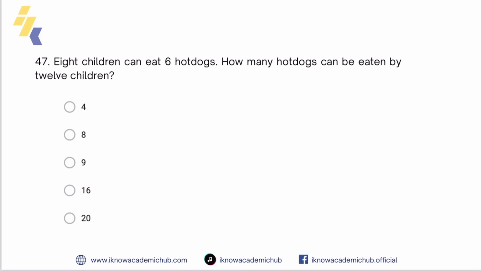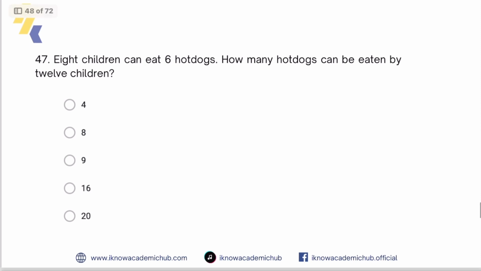Number 47. 8 children can eat 6 hot dogs. How many hot dogs can be eaten by 12 children? So we are looking for the number of hot dogs, and that should be in the numerator. We are given the relationship 8 children can eat 6 hot dogs. So we have here 6 hot dogs over 8 children, and we multiply that by 12 children.